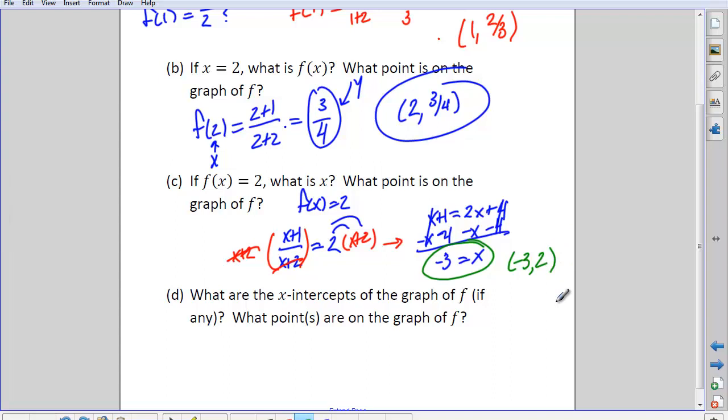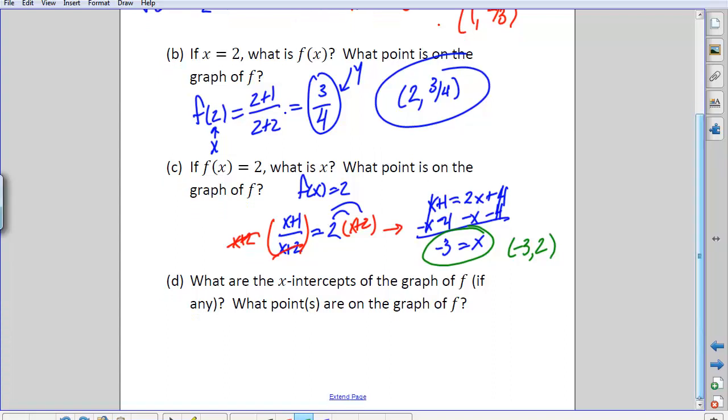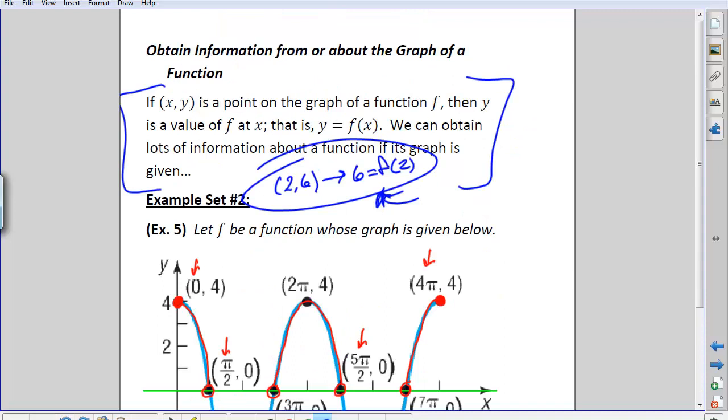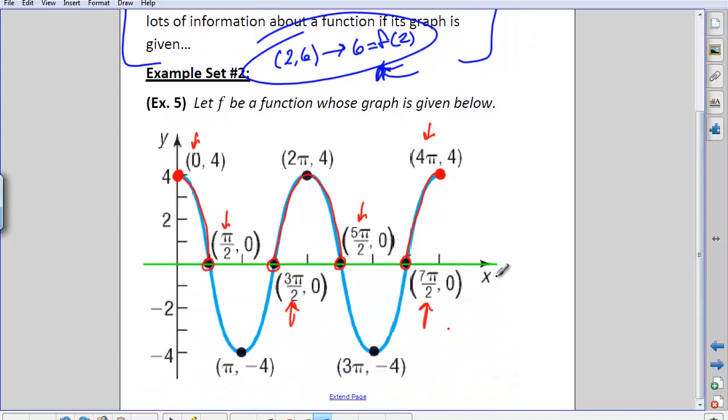Then part D, what are the x-intercepts of the graph of f, if there are any, and what points do those correspond to? Now, we got to think about x-intercepts real quick and make sure we understand what that question's asking. If we think about an x-intercept, I'm going to go back to this picture here just for the sake of talking about x-intercepts. The x-intercepts are these points right here where the graph crosses the x-axis. And what I want you to notice is all of these points have something in common. What do all these points have in common? They all have y values of 0, right? And that's true. Anytime you've got an x-intercept, the y value is going to be a 0.